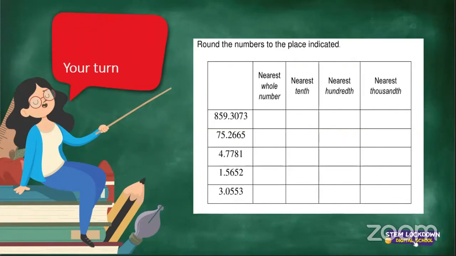We have 4.7781. Correct answer is 5. I see there are people who wrote 4. Always check whether the number is lesser or bigger than 5. Then you can round up if it is bigger than 5. So the nearest whole number will be 5. That's the correct one. What is the nearest 10?